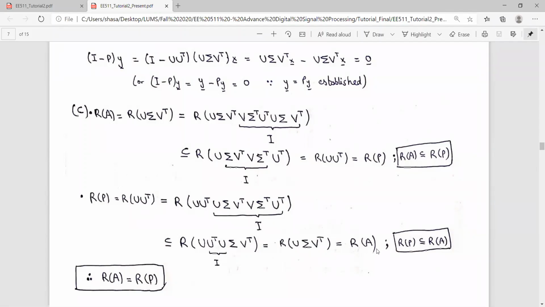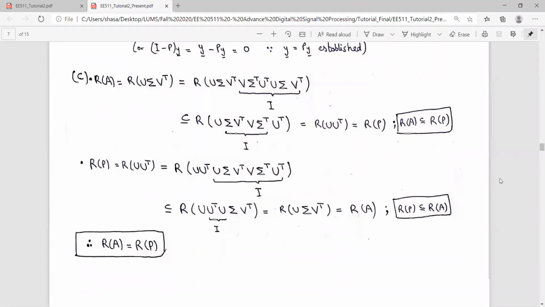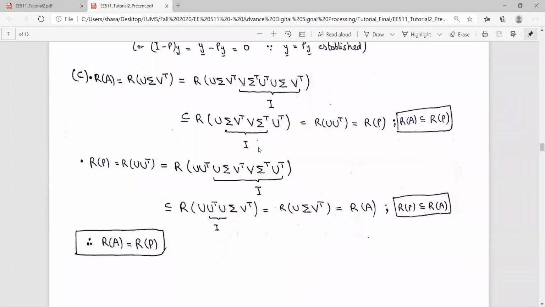And through this, I have established that the range space of P is a subspace of the range space of A, resulting in this final conclusion that the range space of A is equal to the range space of P. Any questions here? Right. So this is how we leverage the decomposition of a matrix to really simplify a proof in a few lines.